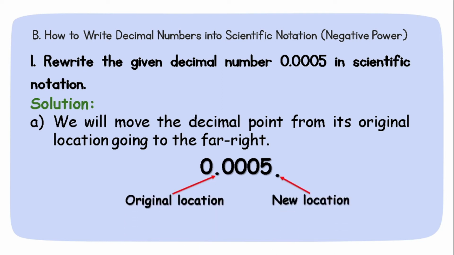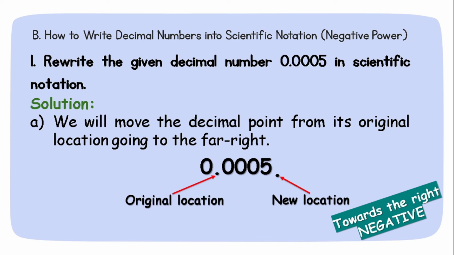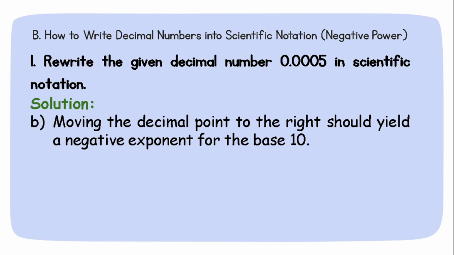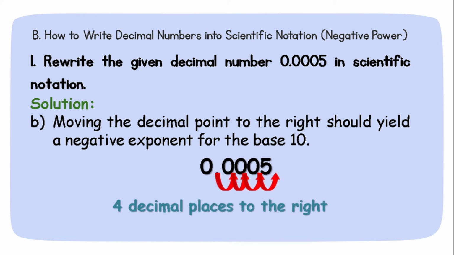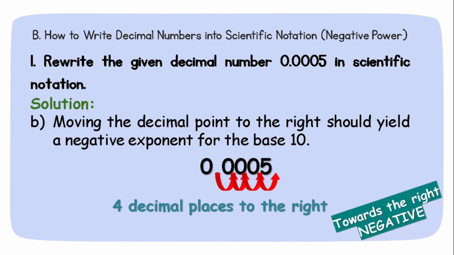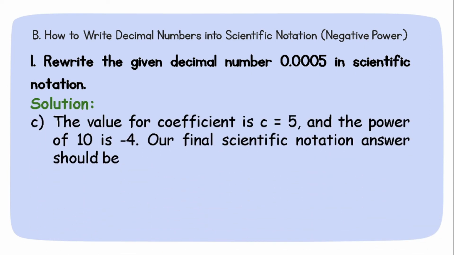And remember the rule a while ago which states that when the decimal point is moved towards the right, the count for the exponent of base 10 should be negative. Moving the decimal point to the right should yield a negative exponent for the base 10, and that is 1, 2, 3, 4 decimal places to the right. Lastly, the value for the coefficient is C equals 5 and the power of 10 is negative 4. So our final answer is 5 times 10 raised to negative 4.